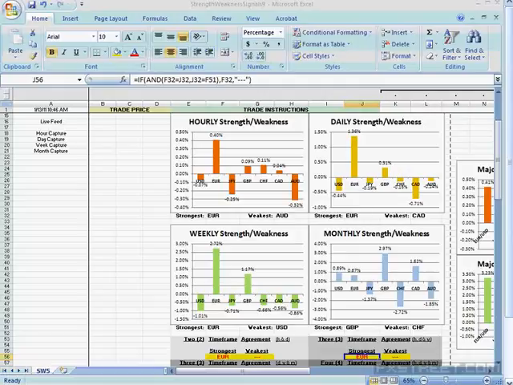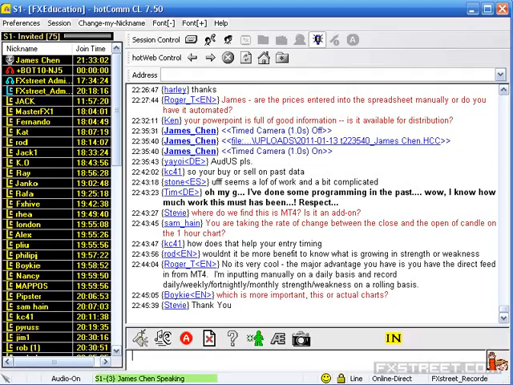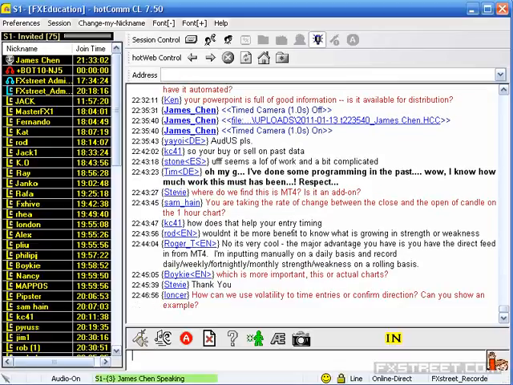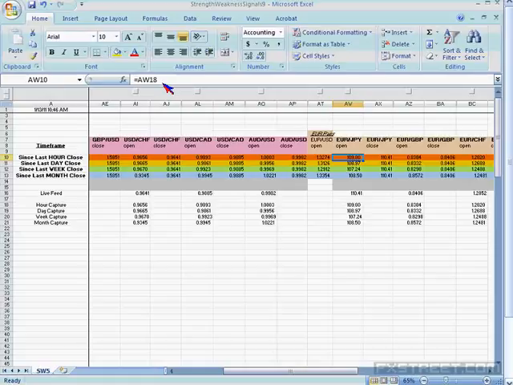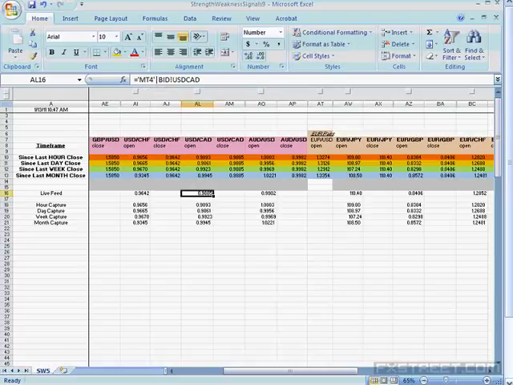Roger, you say that the major advantage is you have the direct feed in from MT4. You could have the direct feed. Okay, it's a simple calculation that you put in one of these. It's not a calculation; it's a simple formula that you put in. I just showed you actually the formula. I'll show it to you again. So this formula is right up here: MT4, and then bid USD CAD, and that will give you the live data feed from MT4.